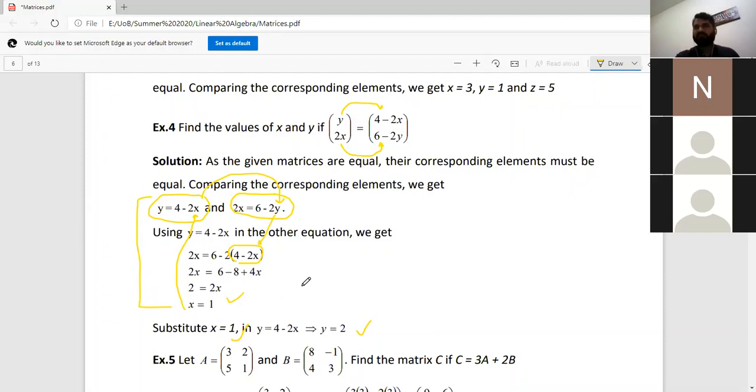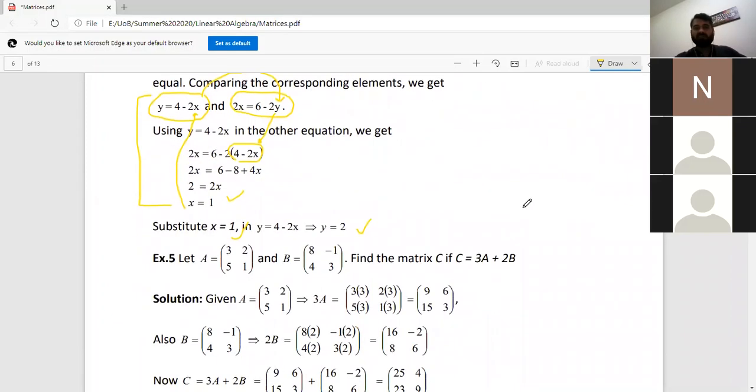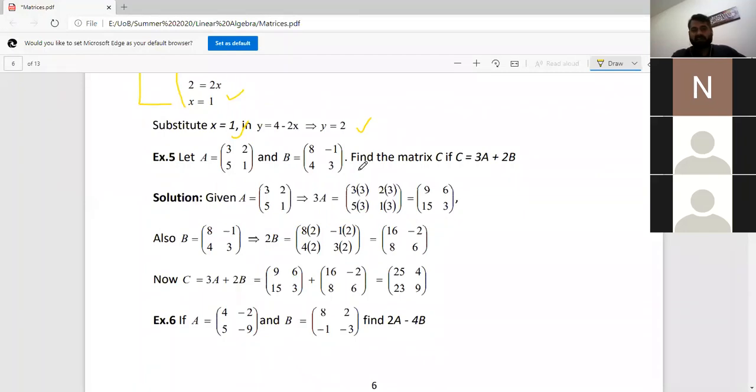Otherwise, it is the theory of matrices, not linear algebra. But we will use this in solving systems of linear equations. That is why we are studying it. Again, these examples are very simple, self-explaining examples.